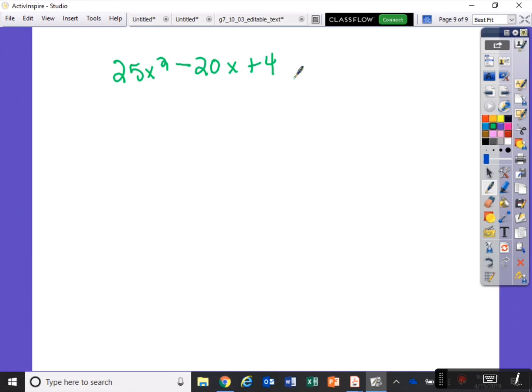Are the first and last perfect squares? Yes, so this is maybe a perfect square trinomial, right? Is the last a positive? Yes, so we're even closer. Now we just have to make sure the middle number matches up. If it's not, is it a no solution?